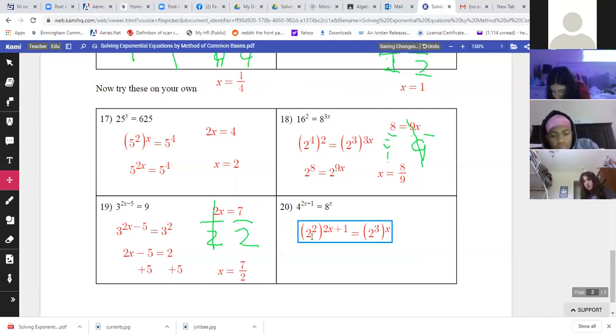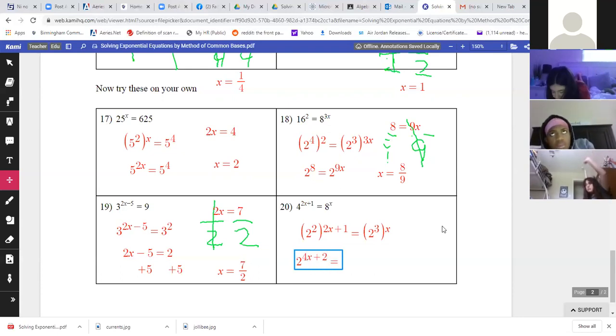And now let's just do the last couple of steps here. Multiply the exponents. So this would be 2 to the 4x plus 2 is equal to 2 to the 3x. And now all you have to do here is, once the bases are the same, you just set the exponents equal to each other. 4x plus 2 is equal to 3x.